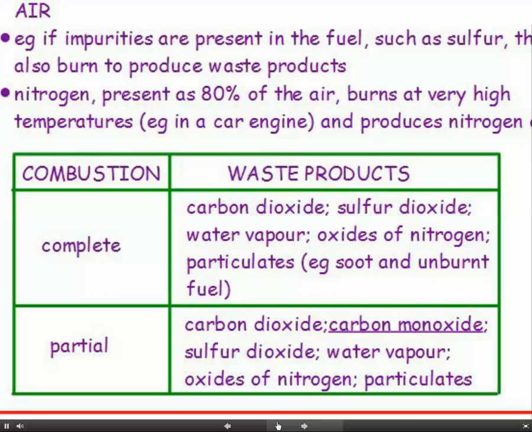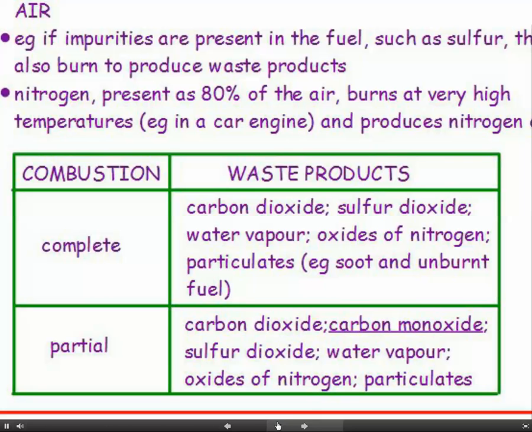So what are the waste products? Well, for complete combustion the waste products are carbon dioxide, that comes from the oxidation of the carbon in the hydrocarbons in fuel. Sulfur dioxide, that comes from the oxidation of sulfur present as an impurity. Water vapour, that comes from the oxidation of the hydrogen present in the hydrocarbons in the fuel. Oxides of nitrogen, as I just explained, and particulates, this is specks, soot and unburnt fuel.